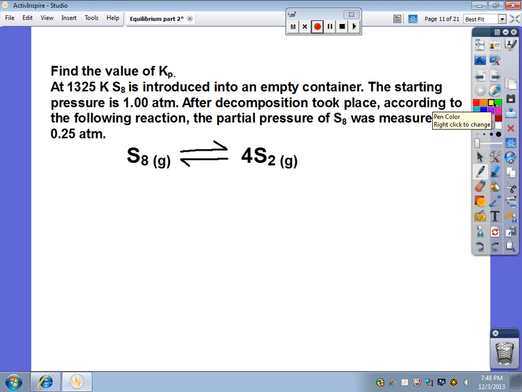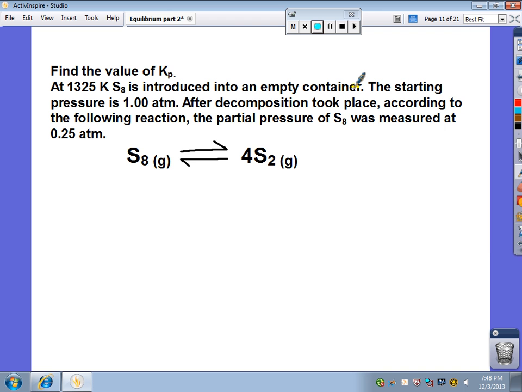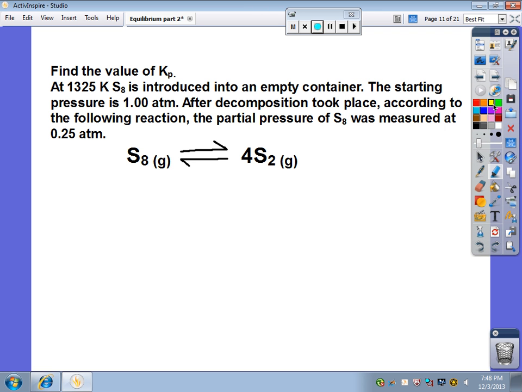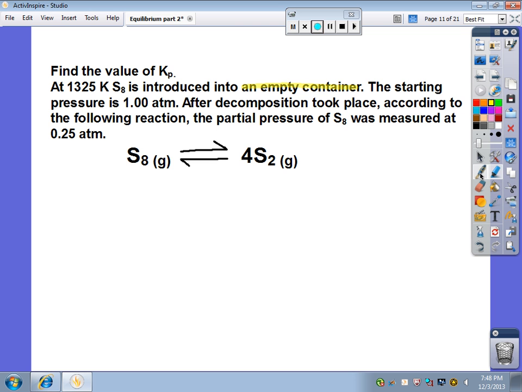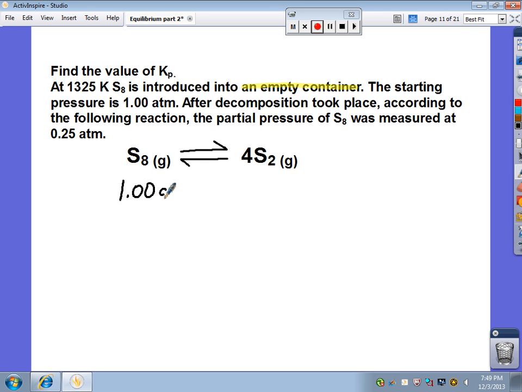S8 is introduced into an empty container. So it's an empty container. That means that it's empty. There's nothing in there at all. All right. The starting pressure is 1 atmosphere. There's a clue right now. Is this at equilibrium? No. It's got a starting pressure. And the starting pressure, let's go through and write our information down, of S8 is 1.0 atmospheres.